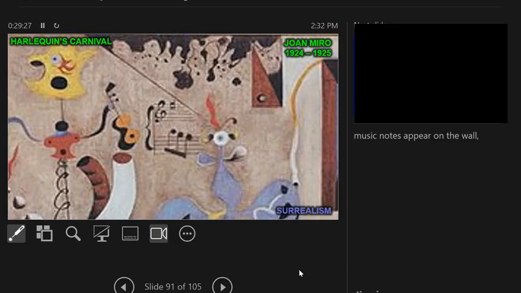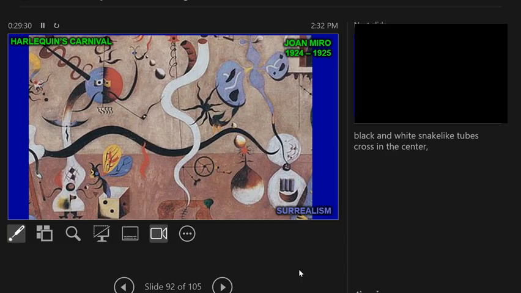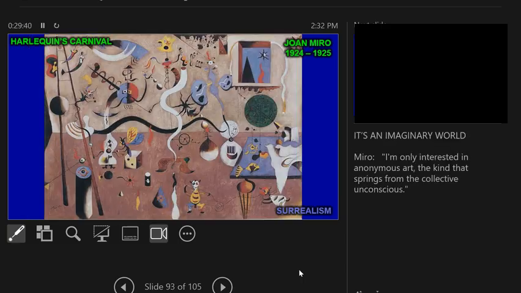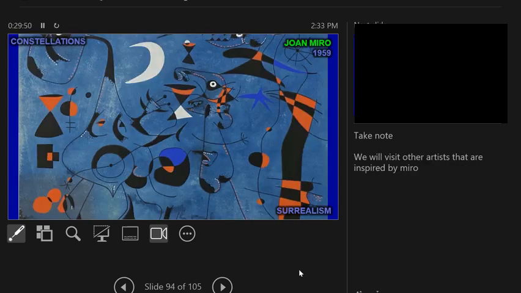We have some musical notes up on the wall. We have these snake-like images. It's an imaginary world. And Miro says, I'm only interested in the anonymous art, the kind that springs from the collective unconscious. Now, his artwork gets a little bit more sophisticated, like this right here. And what this is, it's becoming less childlike, more abstract.